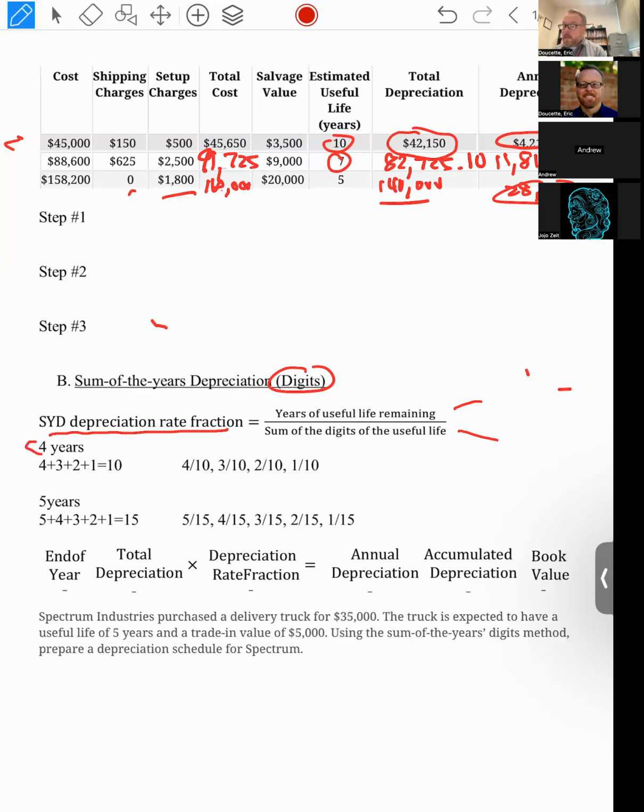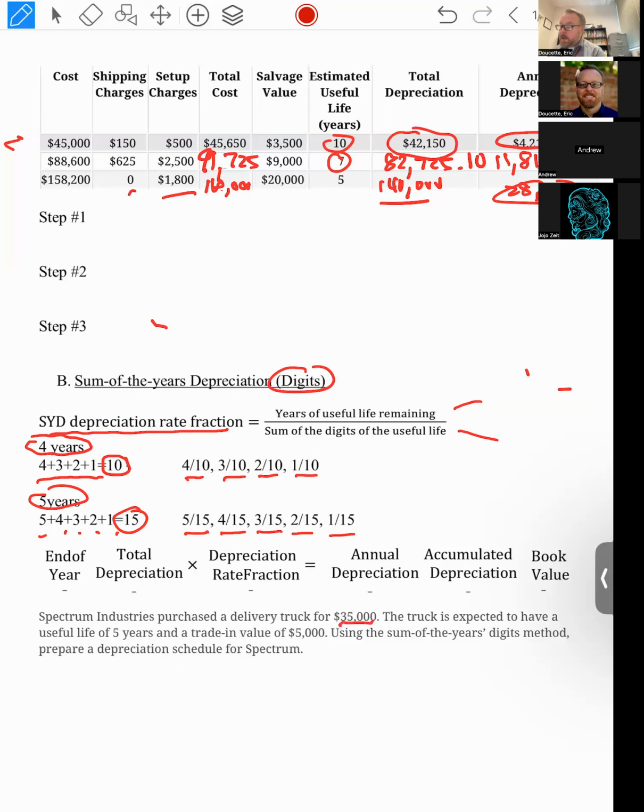So if it's a 4-year term, I would add up the digits, 4, 3, 2, 1. That gives me 10. And then I would take each of the years and I would divide it by the 10, like that. Or if we look at the 5 years, here's 5 years, 5, 4, 3, 2, 1, comes out to 15. So it would be 5/15, 4/15, 3/15, 2/15, 1/15. So that's kind of how it would spell out. And so how I would do this then is I would have to make a depreciation schedule the same way.